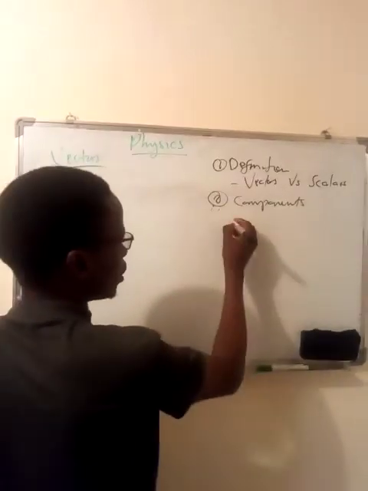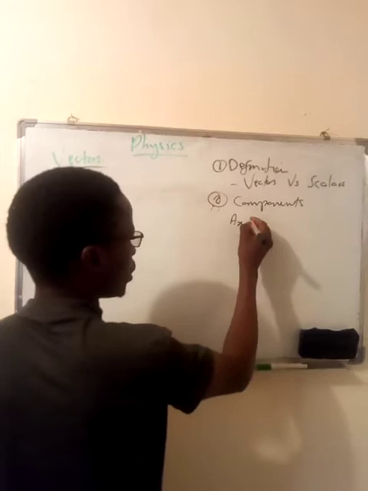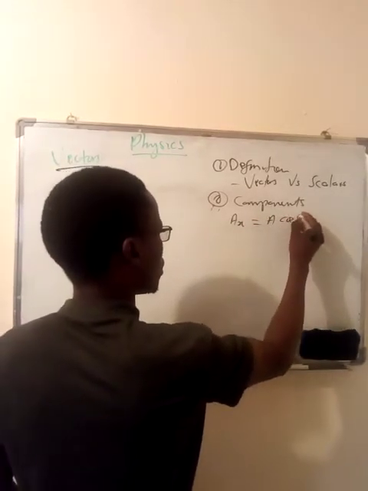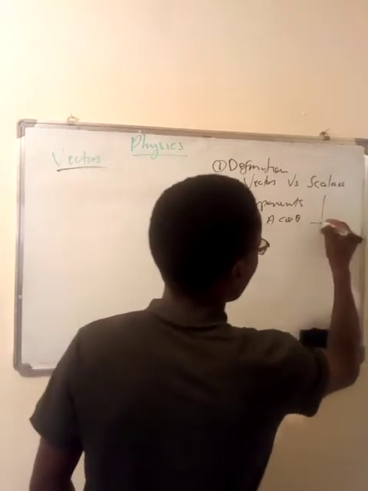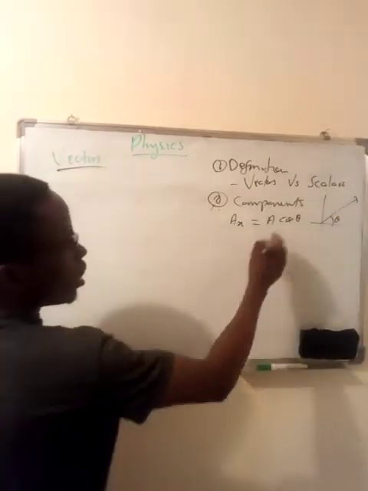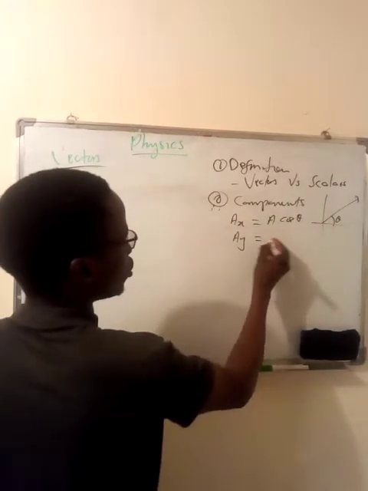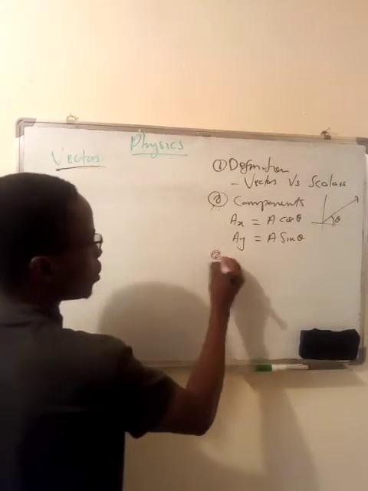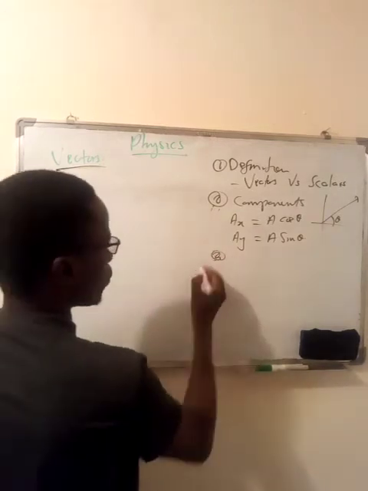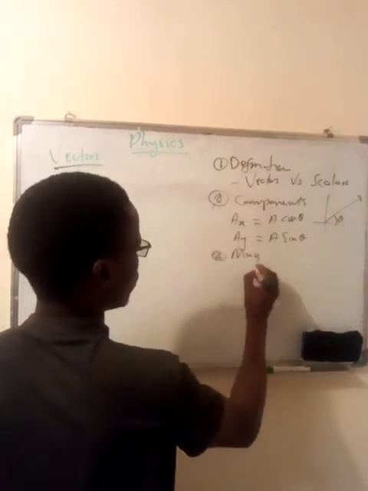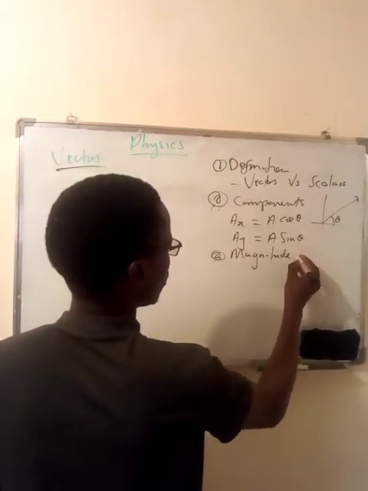Here we said that the x component is equal to what? A cos theta, given something like this, if that is our vector and our angle is there. And then the y component is equal to what? A sine theta. Then secondly, from there we looked at what? Third, we looked at what? The magnitude of a vector.